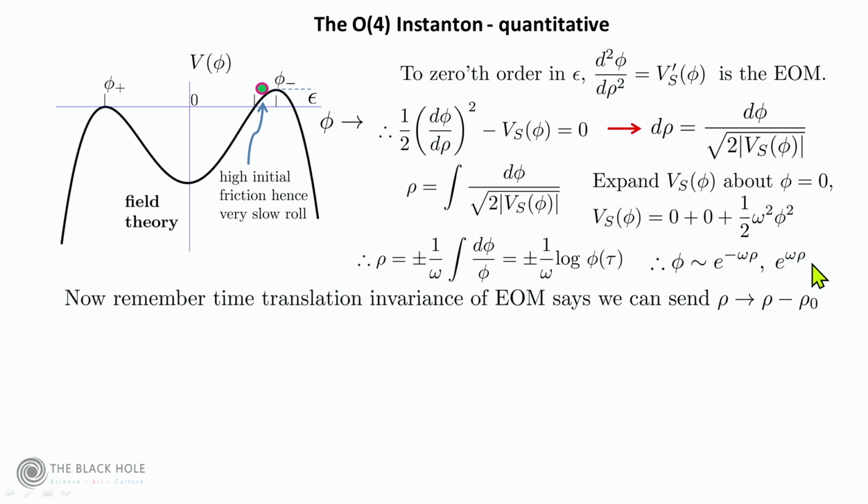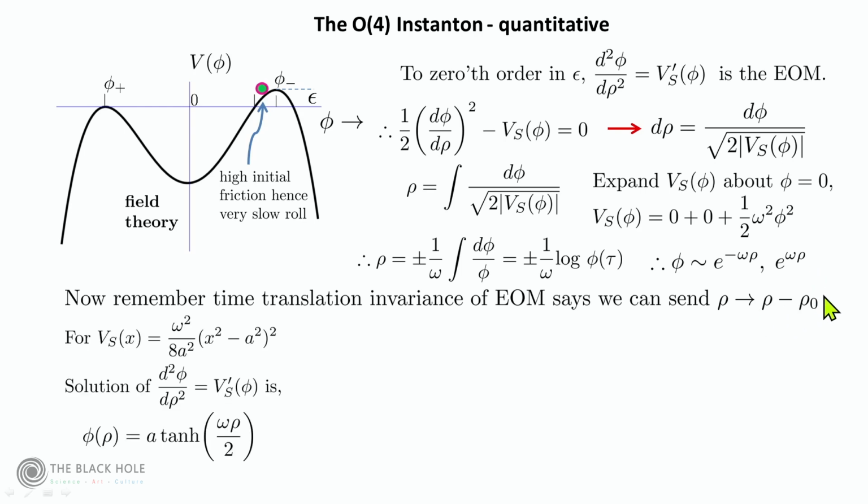And remember that the translational invariance in time means that we can make rho go to rho minus rho naught. There's no rho naught which is fixed by the equation of motion, so we can make it change as we want.